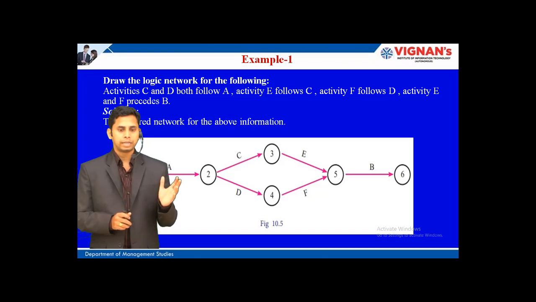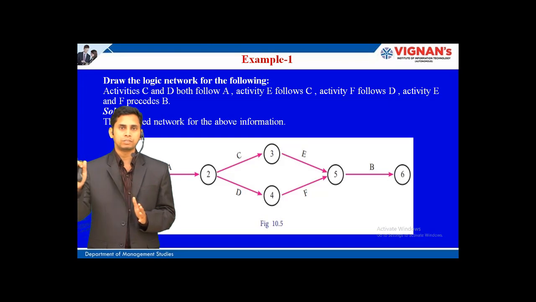And also activities E and F precede B, meaning before B there must be the activities E and F. That's why we have joined these E and F activities at node 5 to draw the next activity, that is B. So we complete this particular diagram, and we are giving the numbering. See, the tail event of the first activity A we have given as 1, then 2, and after that we have followed the sequential order.